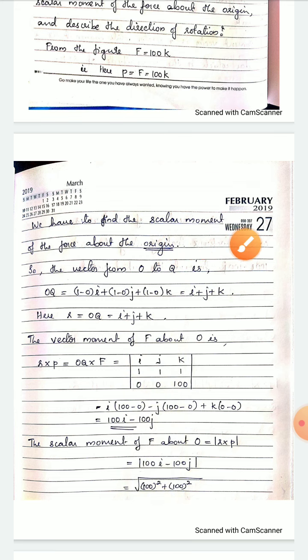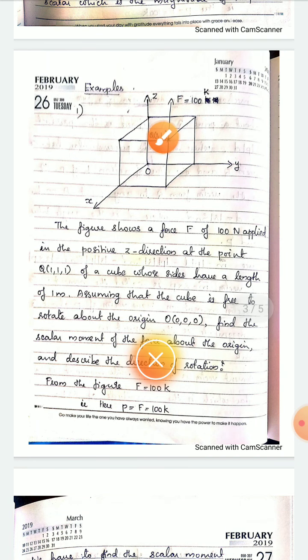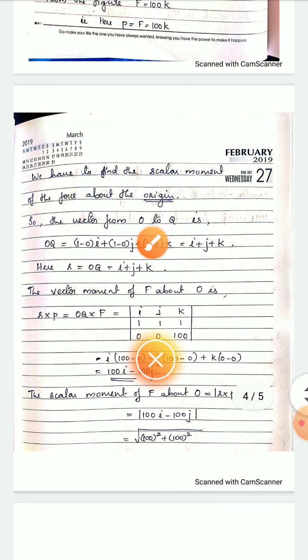So we should draw a perpendicular from O to Q. Q is a point on the line of the force, and we have to find the moment about the point O. So we draw OQ. Vector O is 0,0,0 and Q is the point 1,1,1, so initial point and terminal point are given. So the vector OQ is (1 minus 0)i plus (1 minus 0)j plus (1 minus 0)k, that is i plus j plus k. Here r is OQ, which is i plus j plus k.